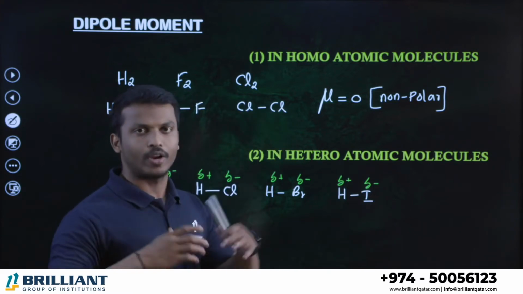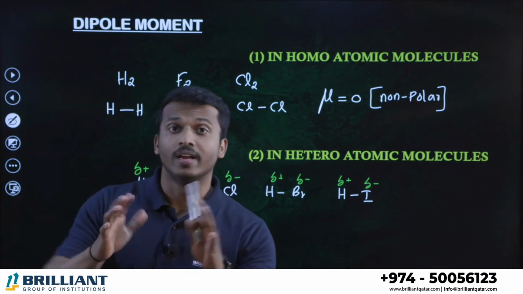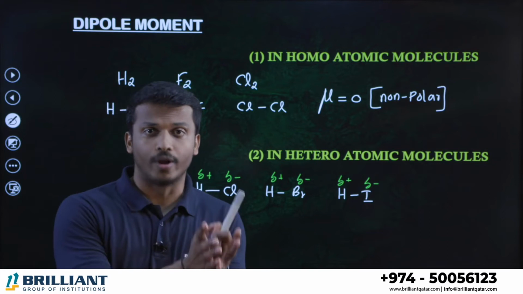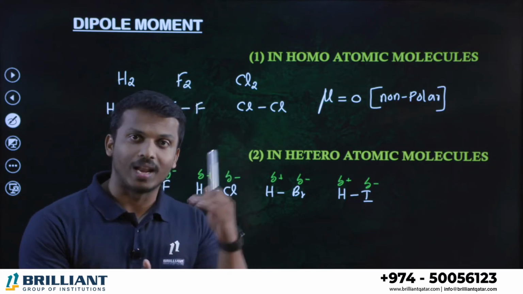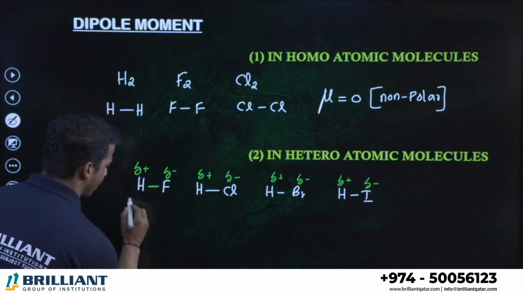Are you clear according to what property we are writing the negative and positive charge? Because of their difference in electronegativity. The electrons try to move from the less electronegative element to the more electronegative element. Yes or no? This is the less electronegative element.